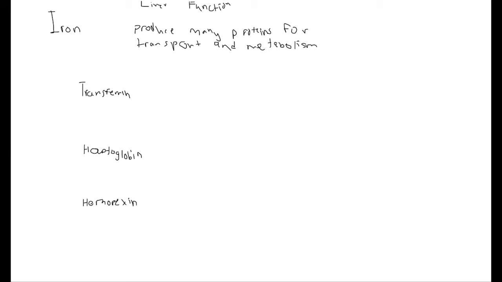So transferrin, it is just going to transport iron in the plasma. Okay. So the liver produces transferrin, which is going to transport iron in the plasma. And the plasma is just in the blood. So the plasma is part of your blood. Okay.